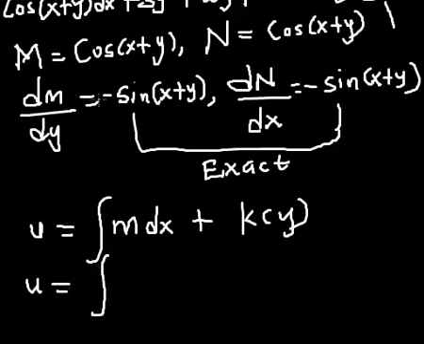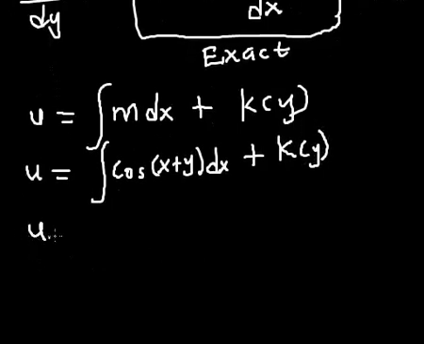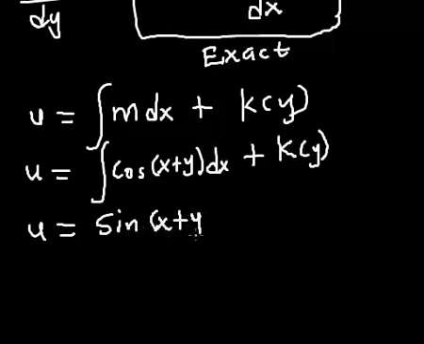All right, so I'm going to integrate. Of course, you know my m here, m is cos(x + y), with respect to x, plus k of y. All right, let's proceed. So my u is going to be equal to the integral of cos(x + y) with respect to x. Definitely you know the integral of cos is sine. That is going to give me sin(x + y). Then plus, if I integrate k with respect to y, k is a function, I don't know what it is, so that will give me k of y.